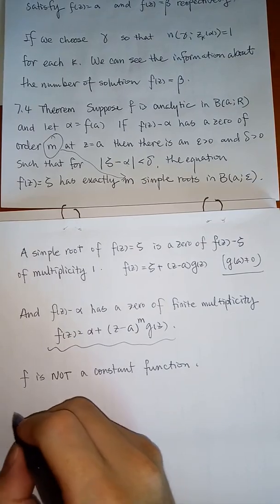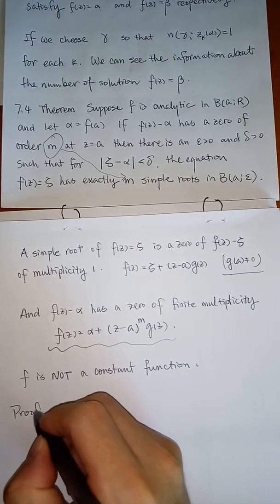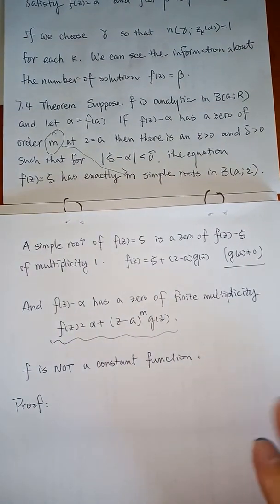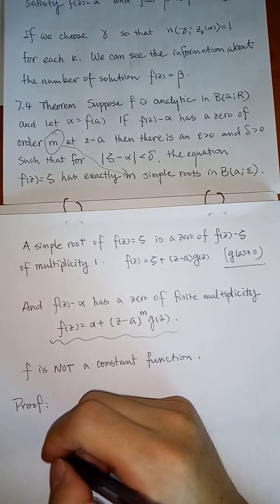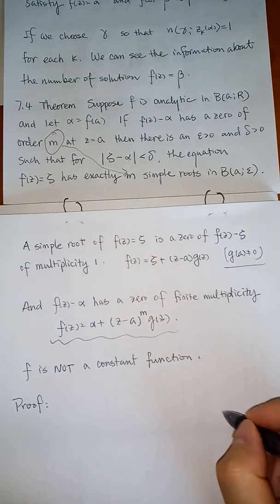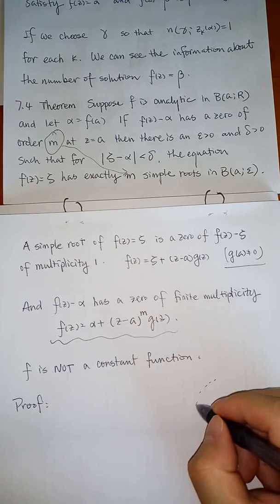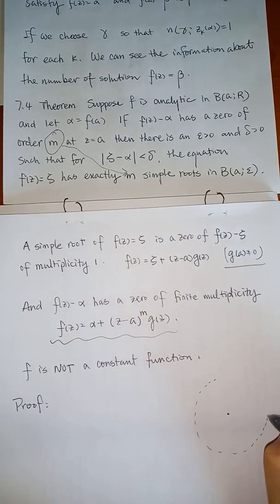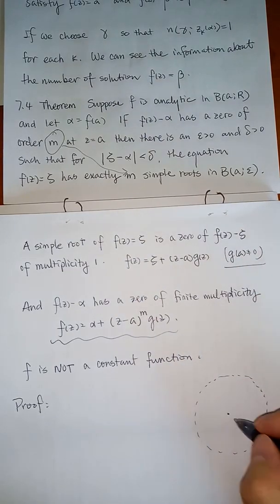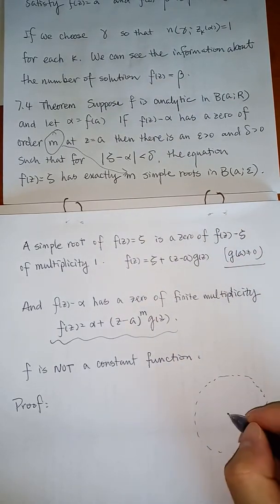Let's try the proof. So basically, you see, this is the original domain centered at a with radius capital R.